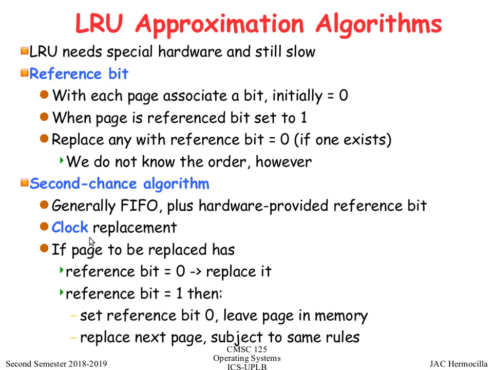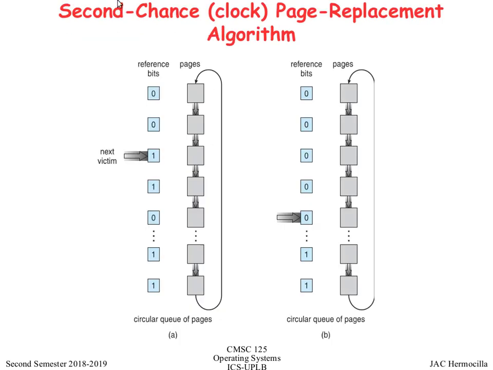Right? And the second approximation algorithm is called the second chance algorithm. Right? So basically FIFO din siya, pero since may reference bit ka na, okay, pag may nakita ka na 1, hindi mo agad siya i-replace. Bibigyan mo siya ng second chance pa. Okay? So if page is to be replaced, kailangan pag yung reference bit niya ay 0, replace it. Pag reference bit niya ay 1, okay, skip mo siya, and then sa next round mo na lang siya i-replace. Okay?